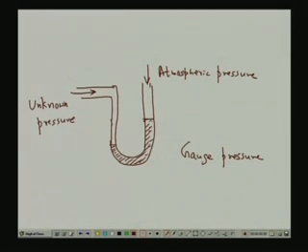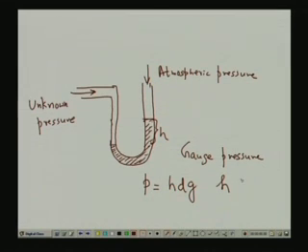Now, suppose the difference of height in the two arms of the U-tube is h. So the gauge pressure P will be equal to h d g, where h is the difference in height of the columns of the U-tube, in meters, d is the density of the liquid of the manometer, or manometric liquid as we sometimes call it, in kg per meter cube, and g is acceleration due to gravity, in meter per second square. So, if you use all these units, the pressure will come in Newton per meter square.